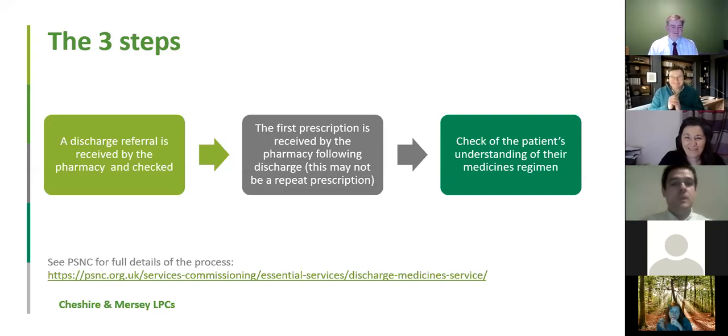So step 1 is the referral is received by the pharmacy, and you just check it off against what's on your PMR to see if there's any changes. The second step is a reconciliation against the first prescription that you receive. And then the third step is a checking of the patient's understanding of the new medicines regime, checking for side effects, any adverse drug reactions, etc., etc. A bit like a post-discharge MUR, but slightly different.